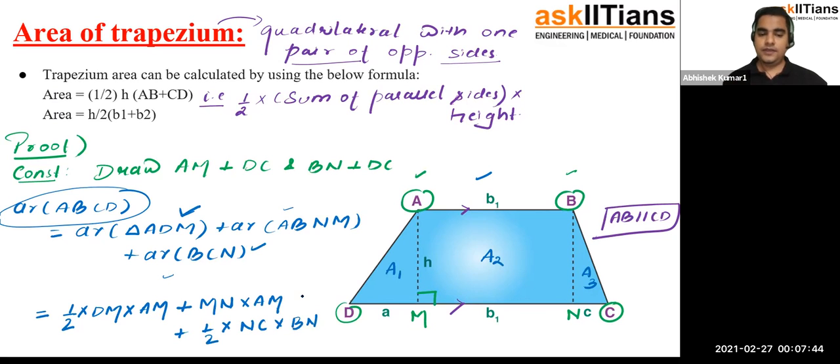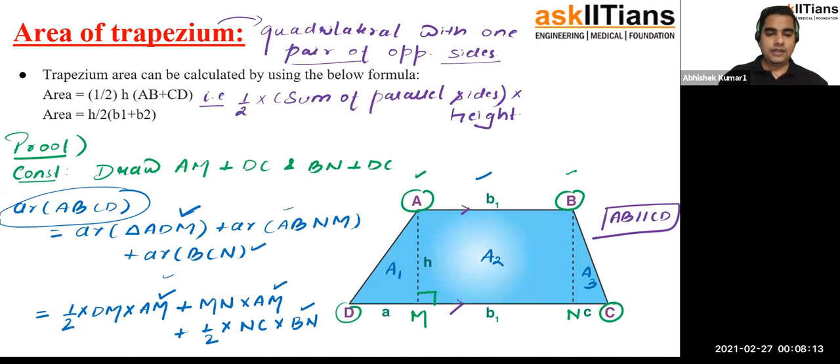Is that clear? Now we are going to substitute the values that we know. For example, we are aware of the value of AM, which is H. And we are aware of the value of BN, which is again H. So we are going to substitute it. So we will get 1 by 2 into DM into H, plus you will have MN into H.